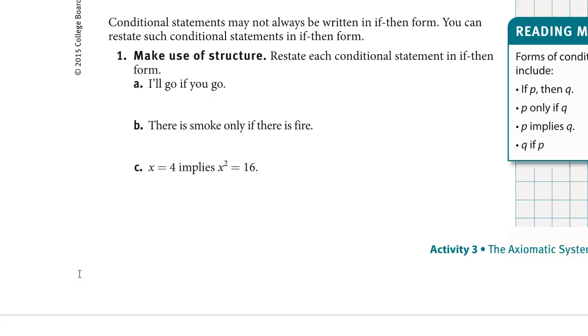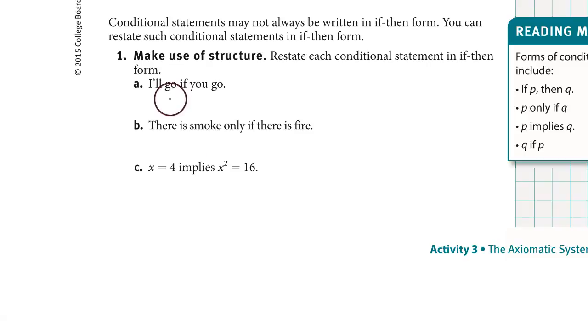Conditional statements may not always be written in if-then form, but they're still conditional statements when you think about the true meaning of the sentence. And in those cases, we could rewrite the sentences so that they do have the word if and the word then. For example, question 1, let's restate each conditional statement using the words if and then.